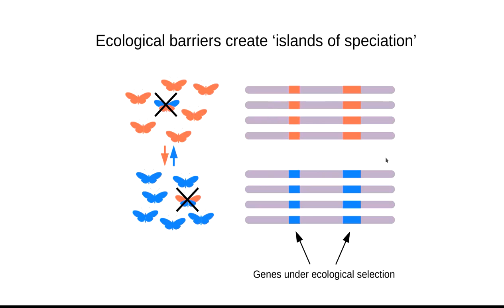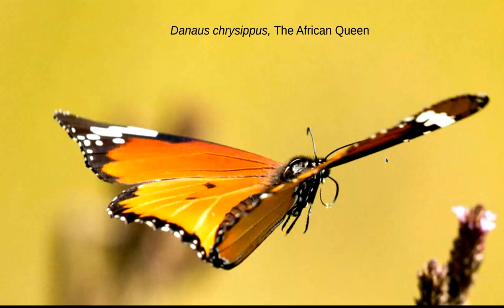And the organism that I'm going to be talking about today is the African queen butterfly, Danaus chrysippus, which is a very common species that anyone who lives here in Rwanda will probably recognize. It's a really beautiful and brightly colored butterfly. Its colors also act as warnings to predators, but that's not the topic I'm going to be focusing on too much today.